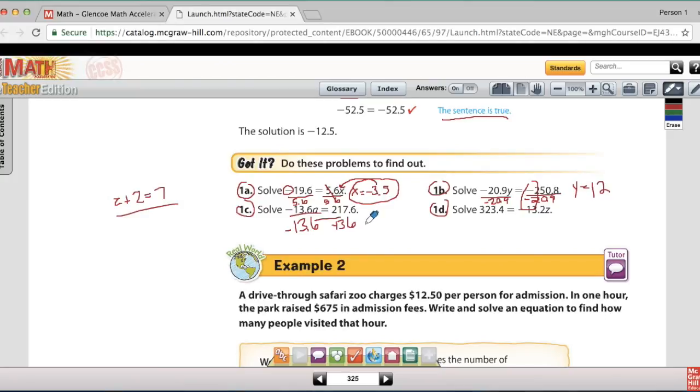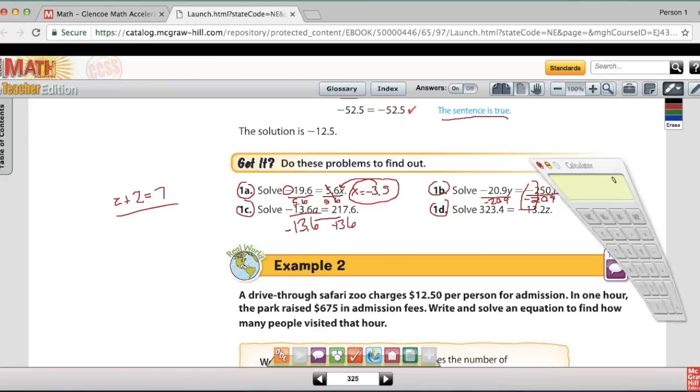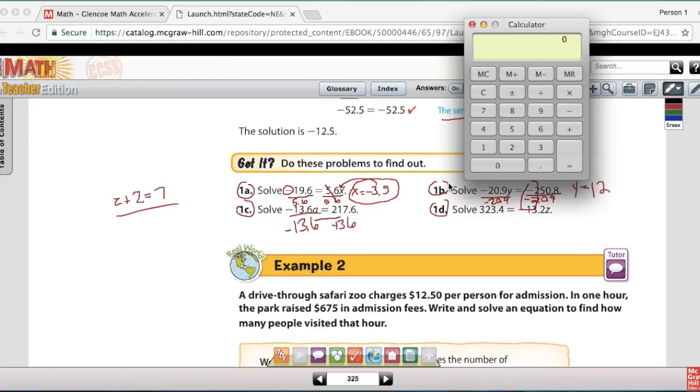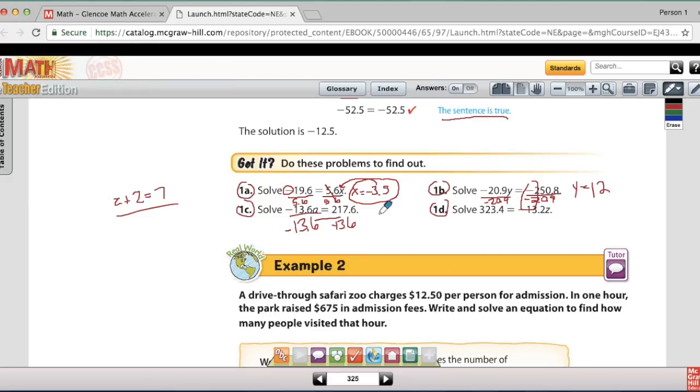So on that one, I've already forgotten my answer. It was 217.6 divided by 13.6, which is equal to 16. So 1c is equal to 16, and I have a equals 16.